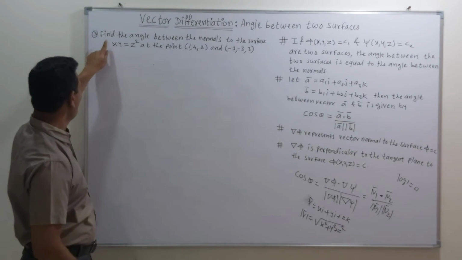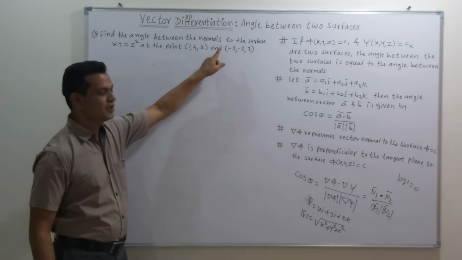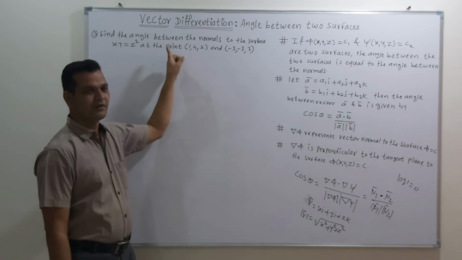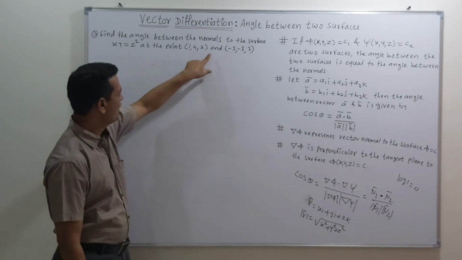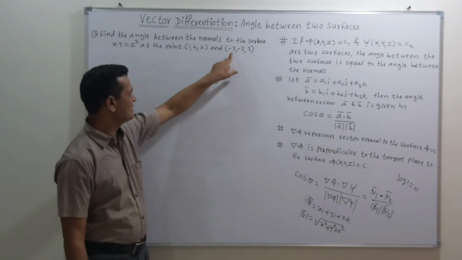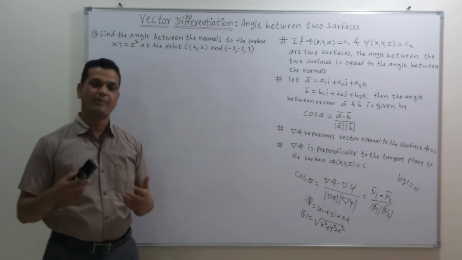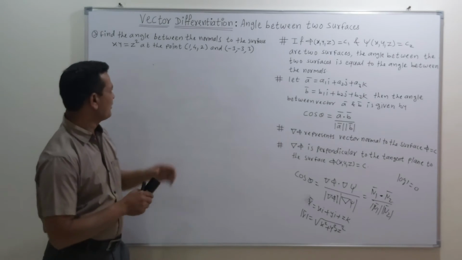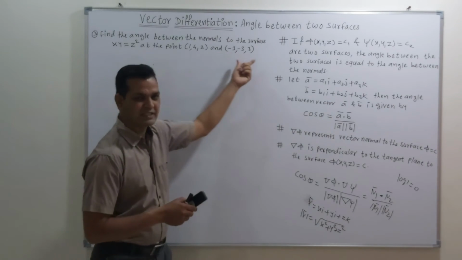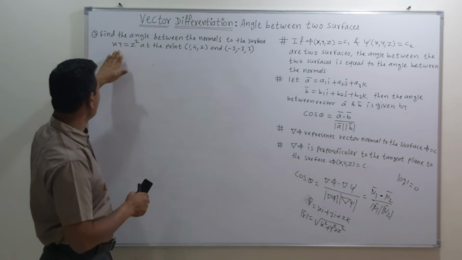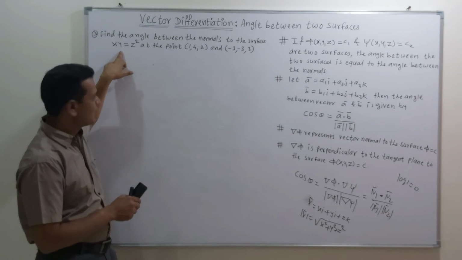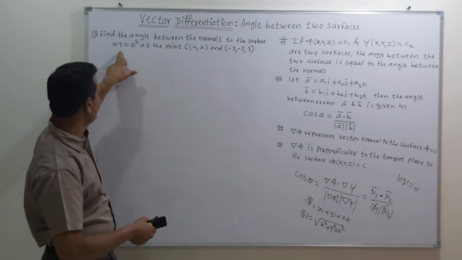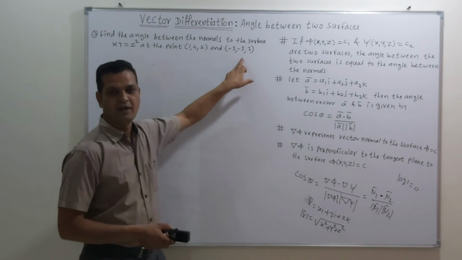So the third example is: find the angle between the normals to the surface xy is equal to z square at the points, first point 1, 4, 2, and second point minus 3, 3. So in our previous two examples, two surfaces were there with a single point. Now here one surface and two points are given. That means we have to find the normal to this surface at the first point, we get the first vector, and if we find the normal to this surface at the second point, we get the second vector.